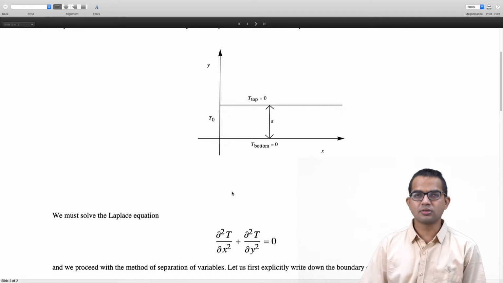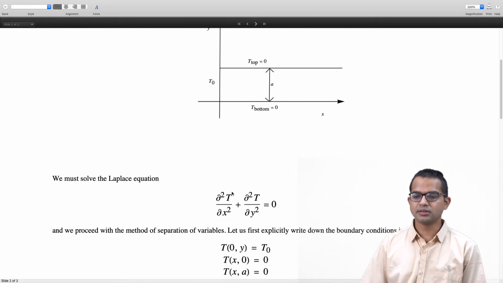So let's quickly write down the boundary conditions involved. The boundary conditions involved here are T of 0 comma y, for any value of y, has to be T0, that's the left end. Y is assumed to be restricted to the region 0 to a, and T of x comma 0 is 0, that's the bottom end, and T of x comma a equal to 0, that's the top end.